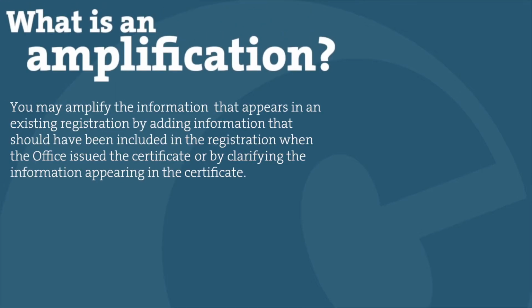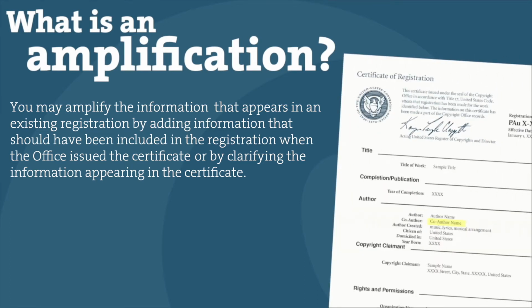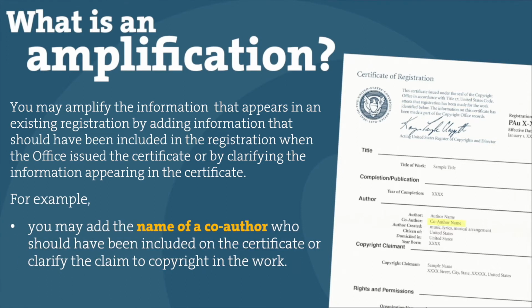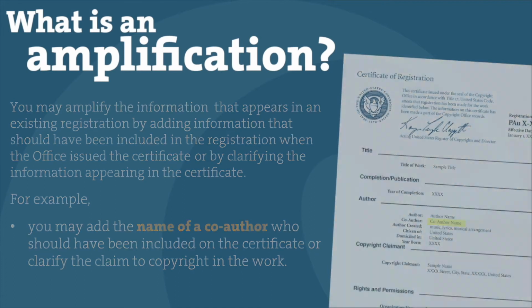What is an amplification? You may amplify the information that appears in an existing registration by adding information that should have been included in the registration when the office issued the certificate, or by clarifying the information appearing in the certificate. For example, you may add the name of a co-author who should have been included on the certificate, or clarify the claim to copyright in the work.